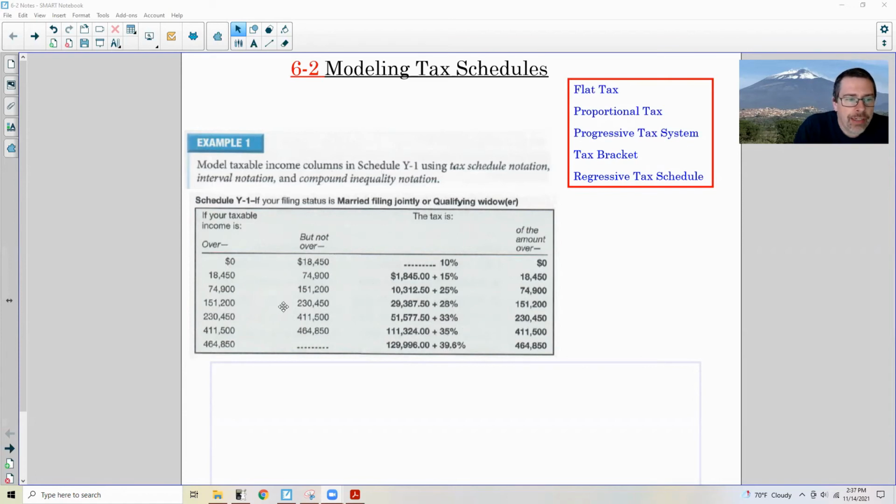And the tax bracket is a minimum maximum amount. So for example, if you were in the 28% tax bracket, it means you make at least $151,200, but no more than $230,450. And so you'd be in that bracket, okay? And then regressive tax schedule is a tax schedule where the more you make, the less percent gets taken out. So the more you make, the less you pay in. Okay, so all kinds of debates on what type of tax system we should use.